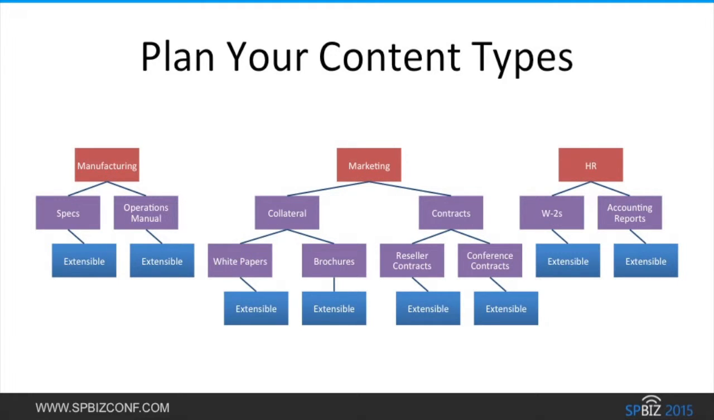Now let's take this high-level visualized plan and put it in a real-world setting. We can now see that we have specific content types for manufacturing, marketing, and HR, just as an example. Under manufacturing, we have specifications and operations manuals. Under marketing, we have collateral, including white papers, brochures, and contracts, including reseller contracts and conference contracts. Under HR, we've got our W-2s and accounting reports, obviously simplified here. But we also have mapped out areas where these content types can be extended.